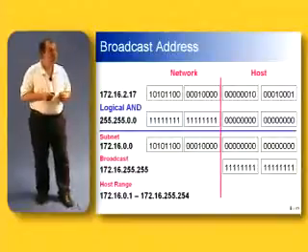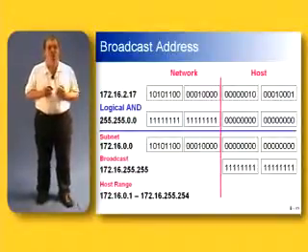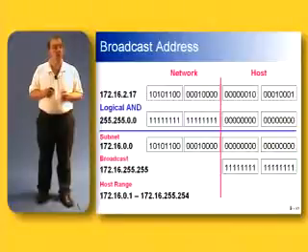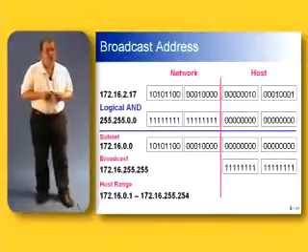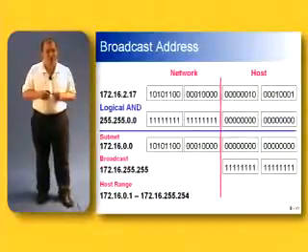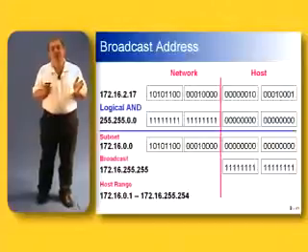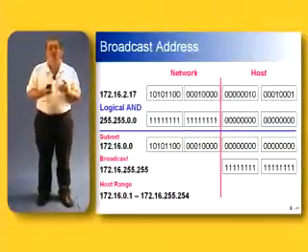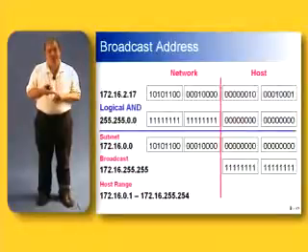Therefore, the host range for this network is 172.16.0.1, one after the subnet address, all the way up to 172.16.255.254, one before the broadcast address. So just by being given the IP address and subnet mask, we can work out the subnet address, the broadcast address, and the host range applicable for that particular subnet.